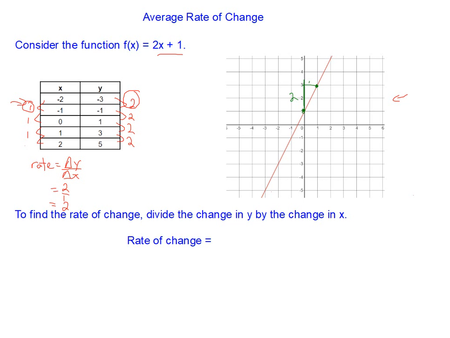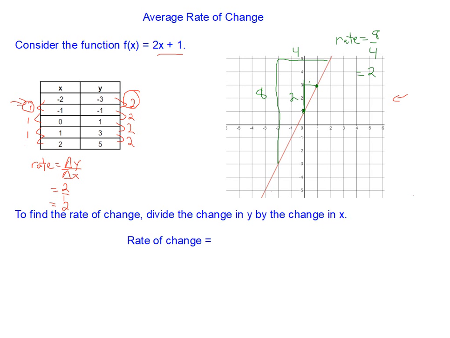Now, if you wanted to extend this a little bit, just a reminder, we could actually look anywhere. We could say, hey, what's the change in y all the way from here, from -3 to 5? Well, that will be 8. And the change in x from -2 to 2 is going to be 4. So the rate here would equal the change in y, which was 8, over the change in x, which is 4, for a total rate of 2.